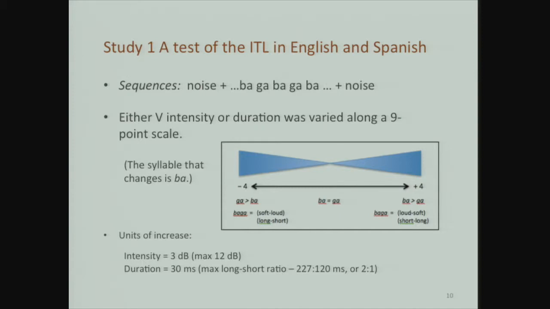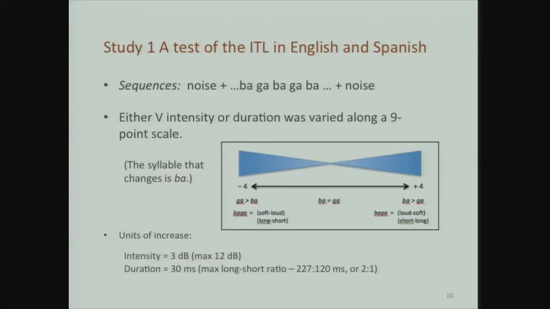So the first studies that I'll talk about were paired studies in English and Spanish. The sequences that we used were based on preparation of stimuli that began with natural speech. So we recorded an English speaker saying baga, baga, baga, baga, and then gaba, gaba, gaba, and we basically selected syllables that were well matched for various parameters and combined them. And we combined them into sequences where we began the sequences with noise, which fades out, and as the noise fades out, syllables fade in.